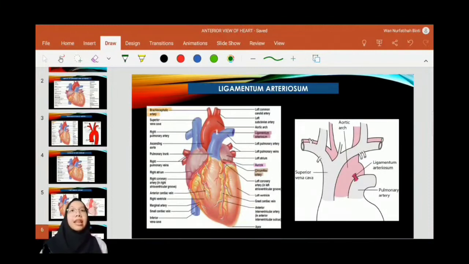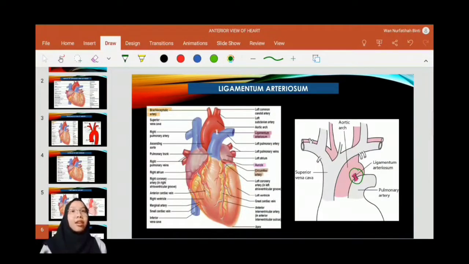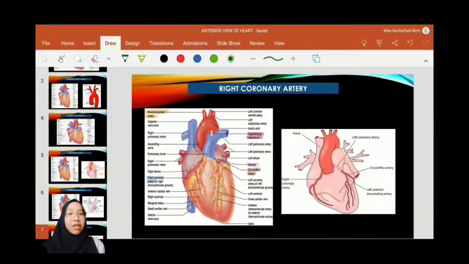Fourth is the ligamentum arteriosum. It is the remnant of the ductus arteriosus, a small artery that connects the aortic arch and the pulmonary trunk during embryonic and fetal life. Increased oxygen level in the blood after birth causes the smooth muscle wall of the ductus arteriosus to constrict, closing the pathway.